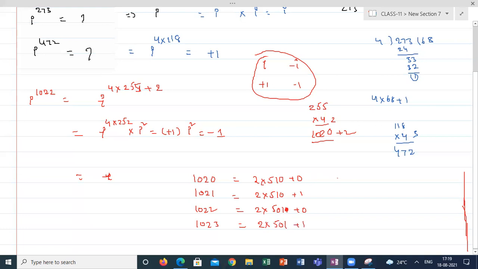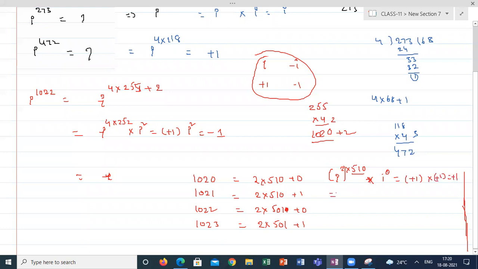So how can I explain? This is i into 2 into 510 plus i power 0. So you are taking i square whole power. Am I right? What I'm saying? Yes, sir. So if I'm taking i square, then if it is an even number, it will come 0. If it is an even number, plus 1. Plus 1. So this is plus 1.